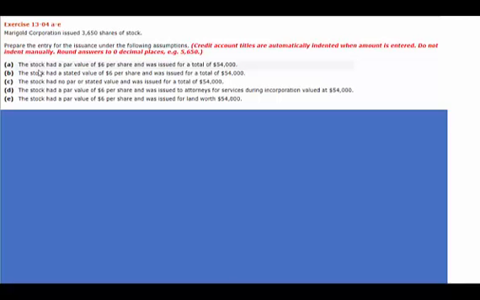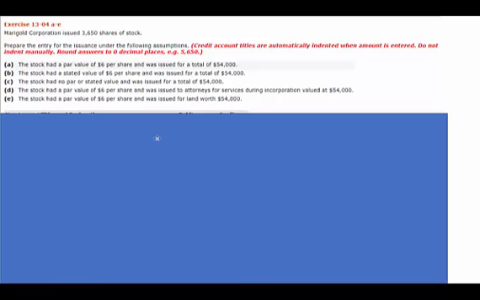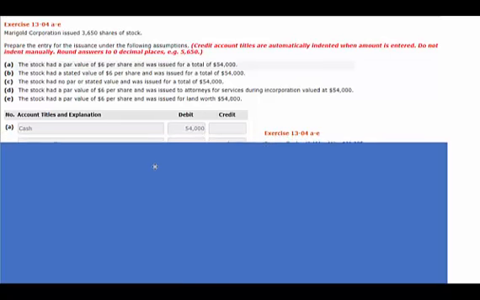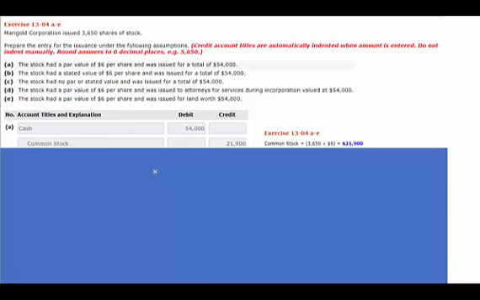Okay, so part A says the stock had a par value of $6 per share and was issued for a total price of $54,000. All right, so what's our debit and our credit? Well, our debit is to cash, the amount we received, $54,000. We're going to have a credit of common stock, $21,900. How'd we come up with that?